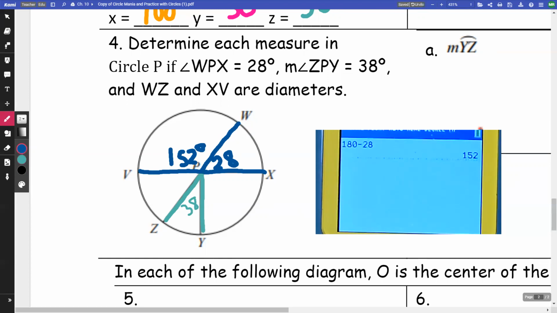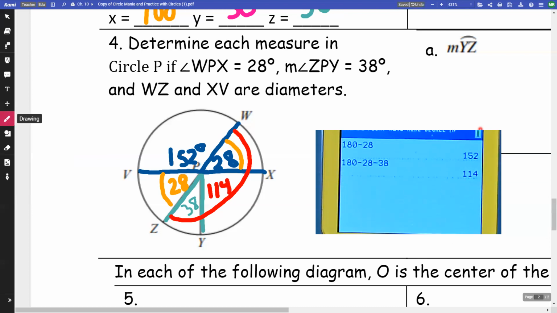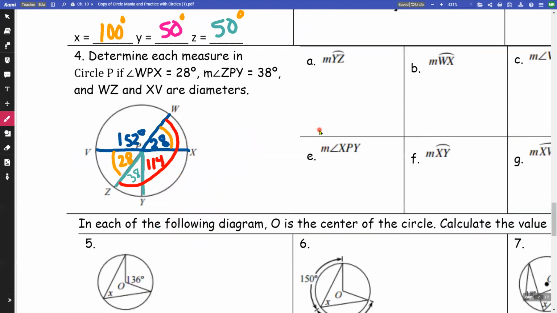I know that if this is 28, this is going to be 28 because those are going to be vertical angles. I also know that if I am looking at this, those are going to be 180. So I take 180 minus 28 minus 38, and I get that this is 114. Okay, so now let's take a look at the questions they're asking.